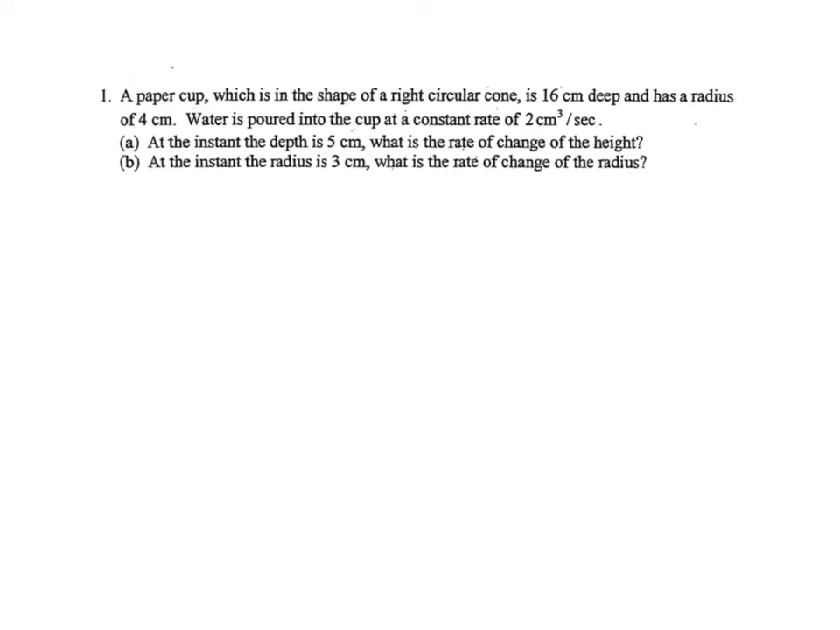So, question 1, we have a paper cup which is in the shape of a right circular cone. So let's stop there and draw it out. Picture this cup shaped like a cone. Okay, maybe you're thinking like a snow cone type thing. So it's in the shape of a right circular cone, and that is telling me that my height, of course, is perpendicular, and it creates this nice right angle.